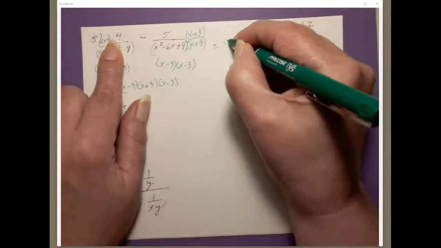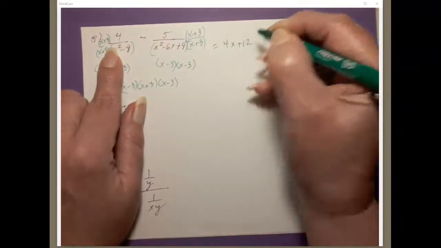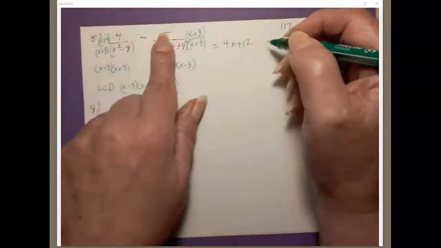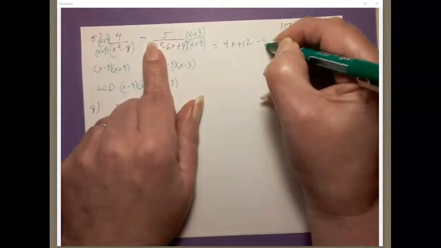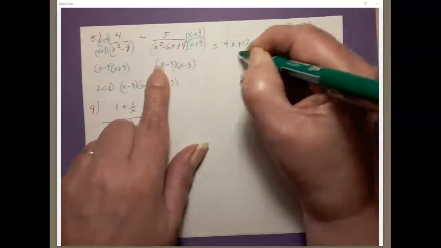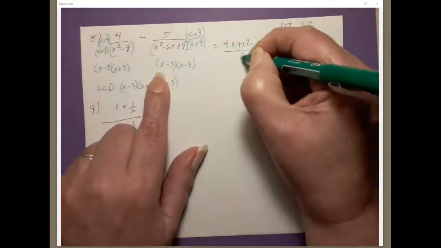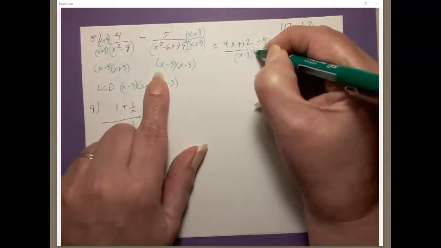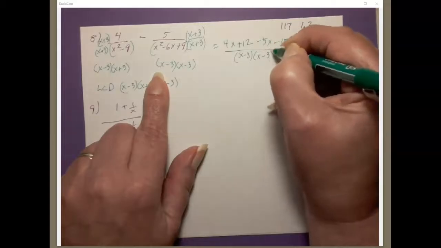So I'm going to have 4x plus 12 minus, now this minus 5 is going to have to be distributed, so I have minus 5x minus 5 times 3 is minus 15. All over x minus 3, and I could put squared here, or I could just write it twice.